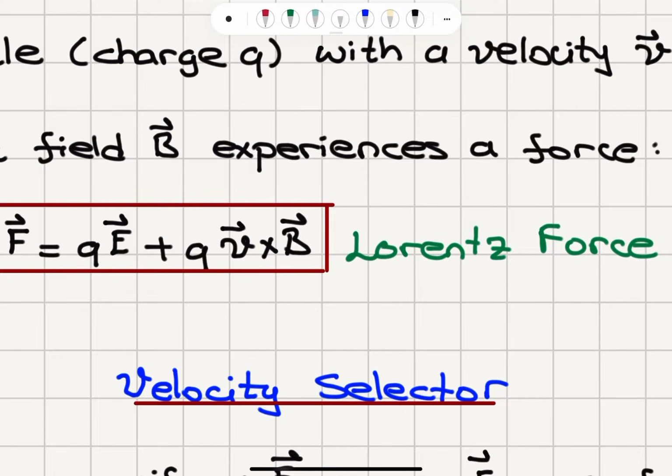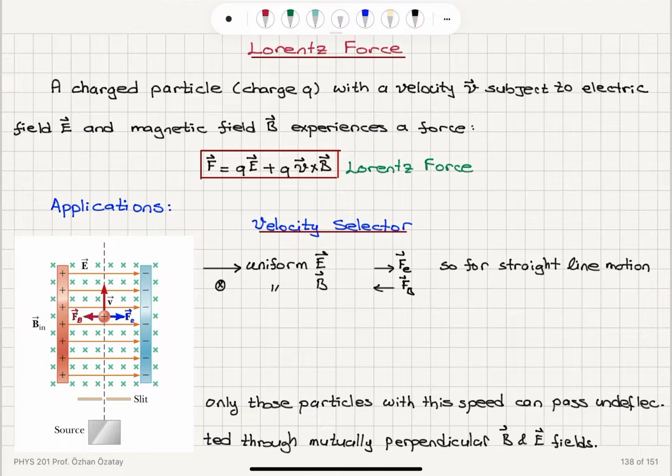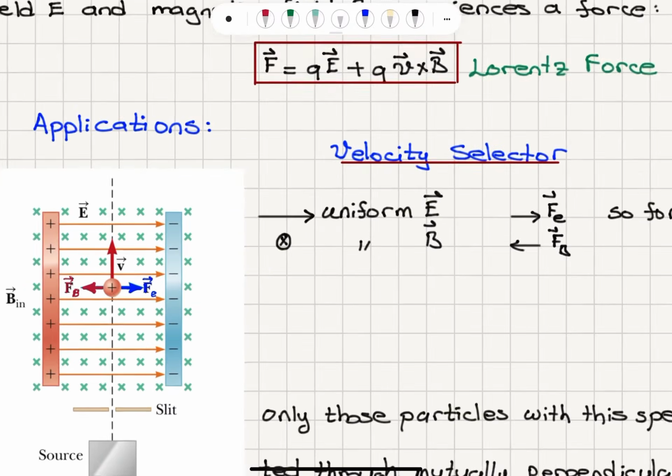So this total force is called the Lorentz force. So it's QE plus QV cross B. Now we will consider some applications. The first application is the velocity selector.